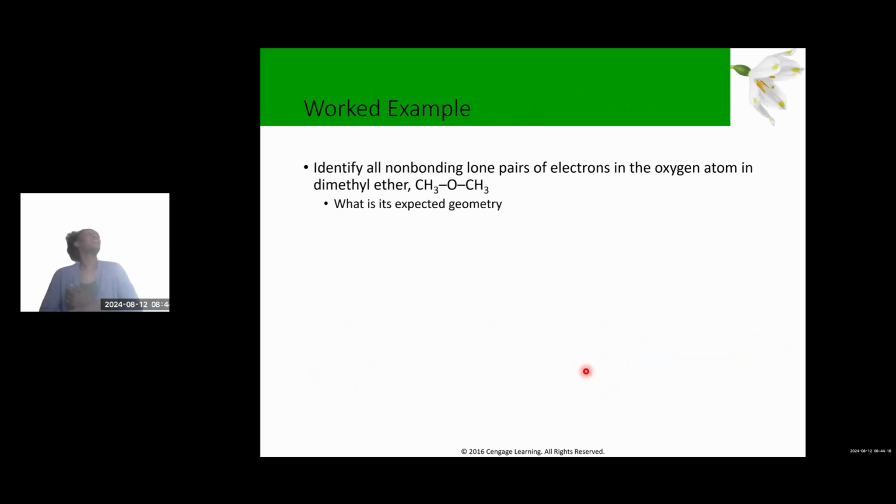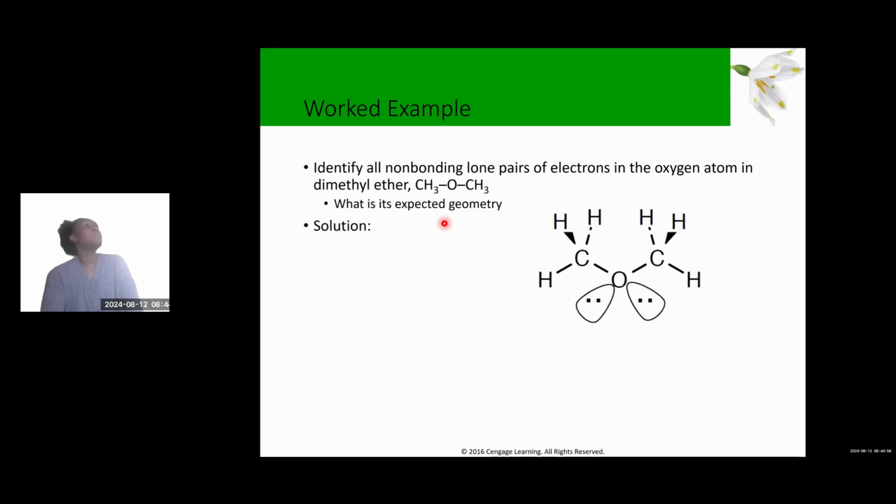All right, so let's talk about identifying all non-bonding lone pairs of electrons, because we really need to talk about this, especially when we're talking about the oxidation numbers. So let's go ahead and start identifying the non-bonding lone pairs. We're looking at dimethyl ether, which is here, which is an oxygen with 2 CH3s on both sides of it. Again, we're going to talk about the naming, but this right here is called dimethyl ether. So what geometry is expected? Well, you can pause and try to fill in the lone pairs and think about what electrons will be around the oxygen, or you can just keep watching me.